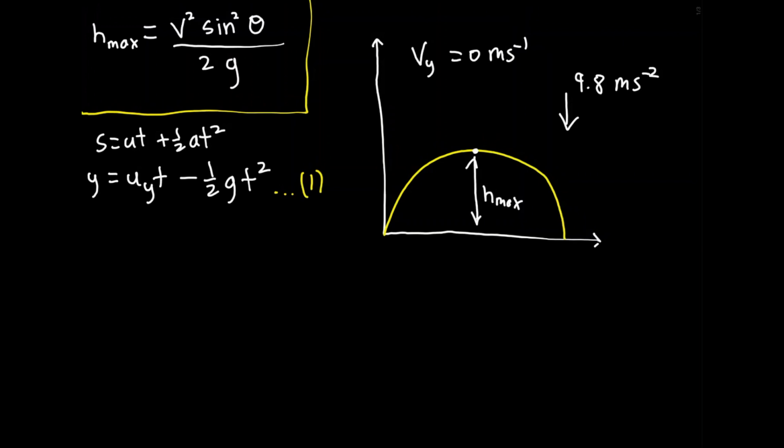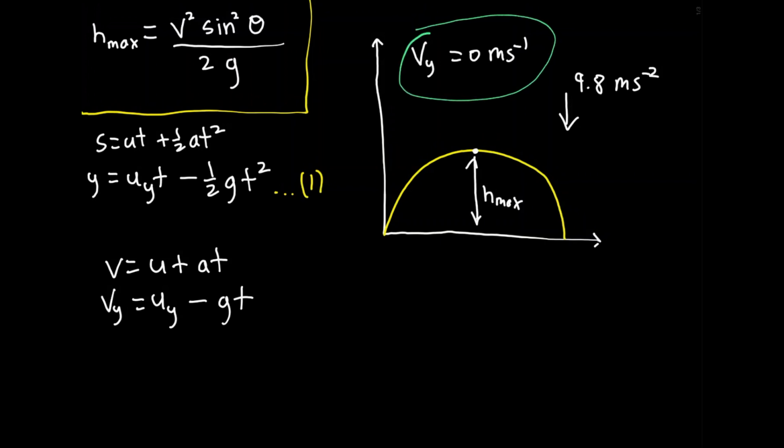Our second equation, or second one of Newton's equations, is v is equal to u plus at. Now applying this to projectile motion, we have that the velocity in the y direction is equal to the initial velocity in the y direction minus gt. Now we see here that vy is actually equal to 0. So this means we can rewrite this. Let's call this equation 2. We can rewrite equation 2 as 0 is equal to uy minus gt.